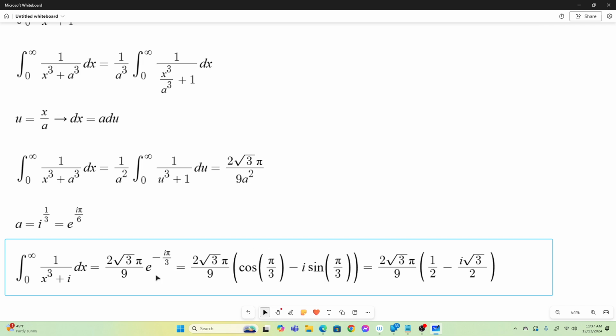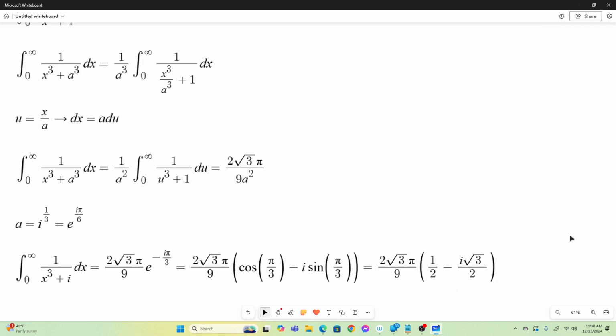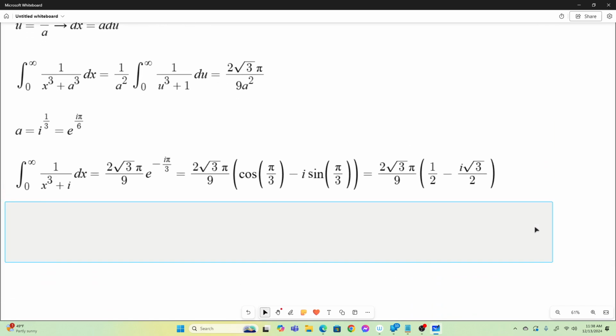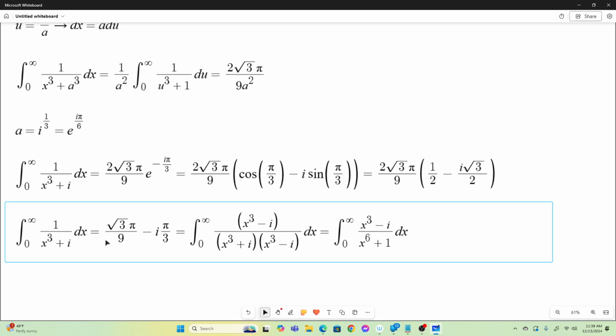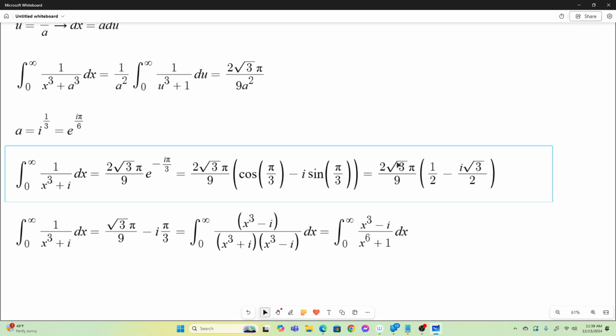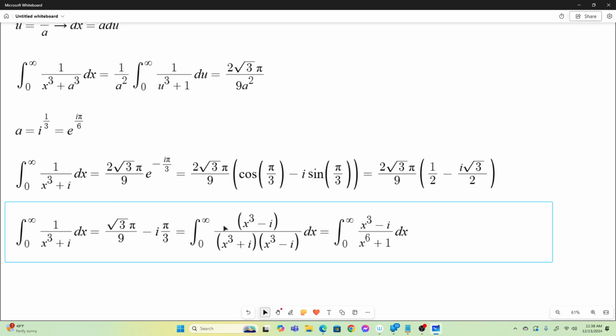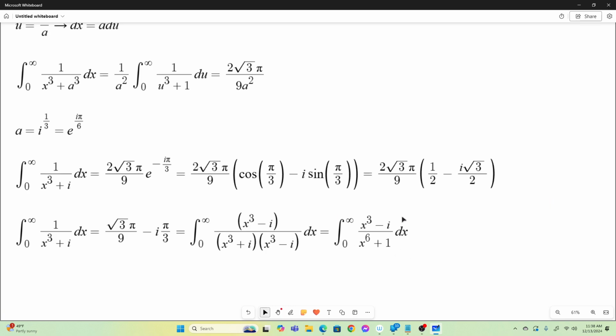We use Euler's formula to break up e to the negative i pi over 3 into its cosine and sine parts, and then evaluate cosine pi over 3 and sine pi over 3. And what we end up with is this. So we have that the integral from 0 to infinity of 1 over x cubed plus i is equal to this. All I did was distribute this 2 square root of 3 pi over 9 inside the parentheses right here. And then we can also see it's equal to this just by multiplying the top and the bottom by x cubed minus i. And that evaluates to this.